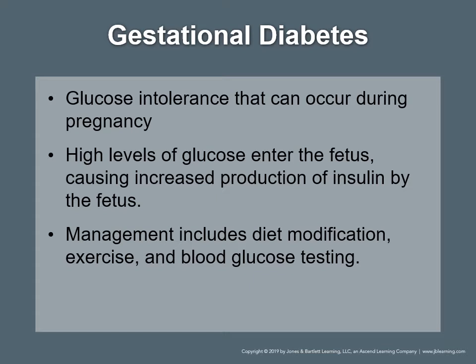Gestational diabetes. This is a form of glucose intolerance that can occur during pregnancy. For most women, gestational diabetes will resolve before delivery. Blood glucose crosses the placental barrier. When a pregnant woman is hyperglycemic, high levels of glucose enter the fetus, causing increased production of insulin by the fetus. It is thought that two hormones produced by the placenta, progesterone and estrogen, result in insulin resistance. It does not produce birth defects. Management includes diet modification, exercise, and blood glucose testing.